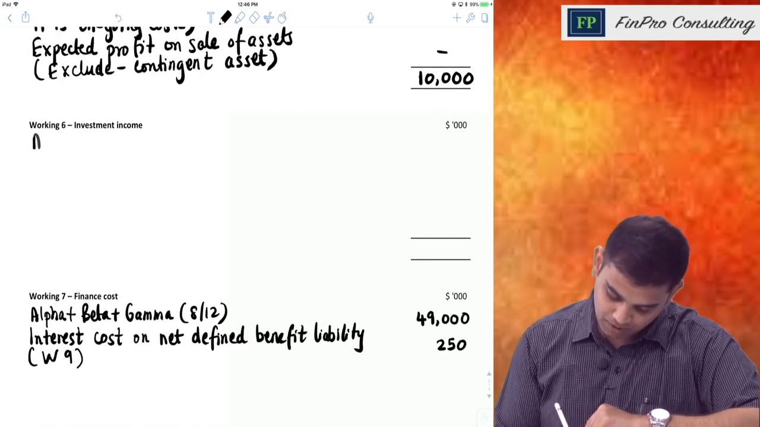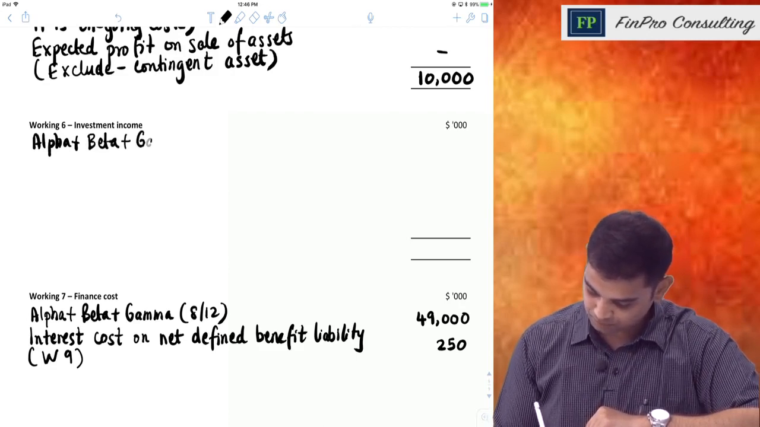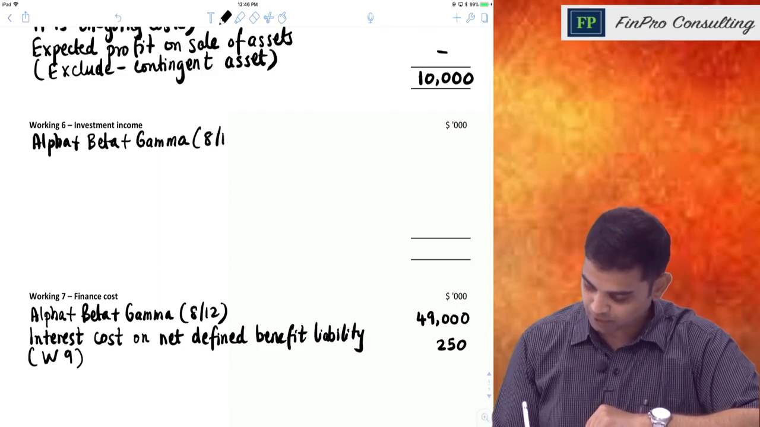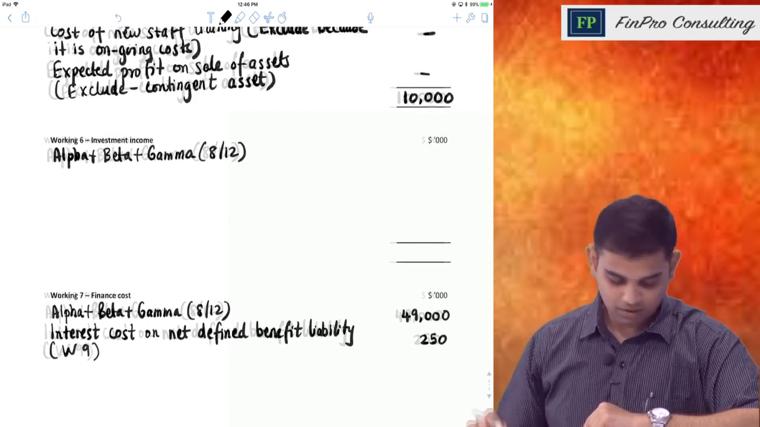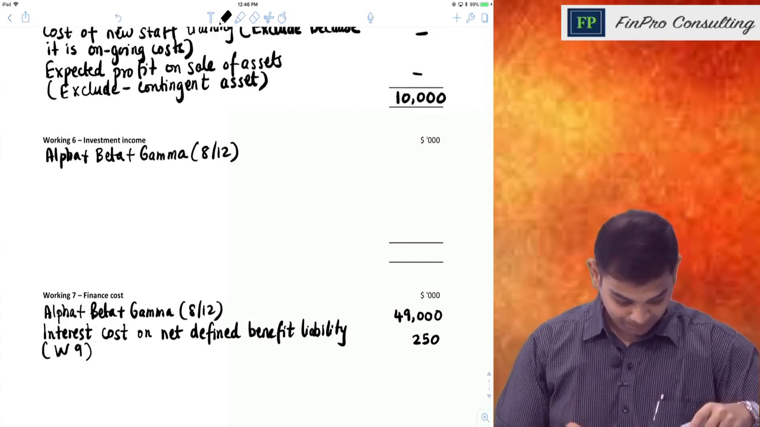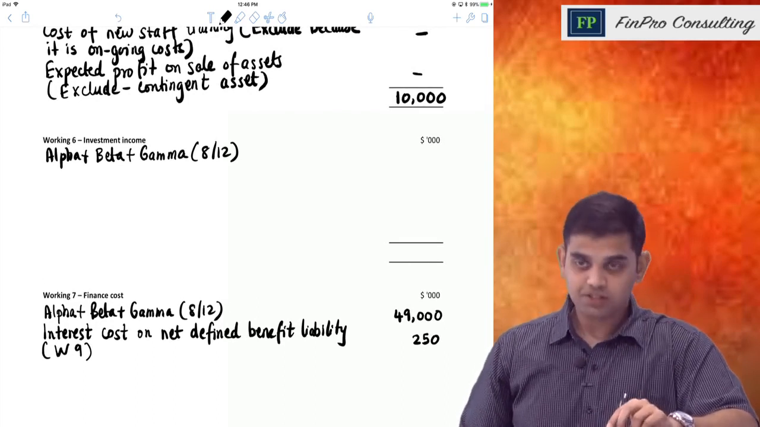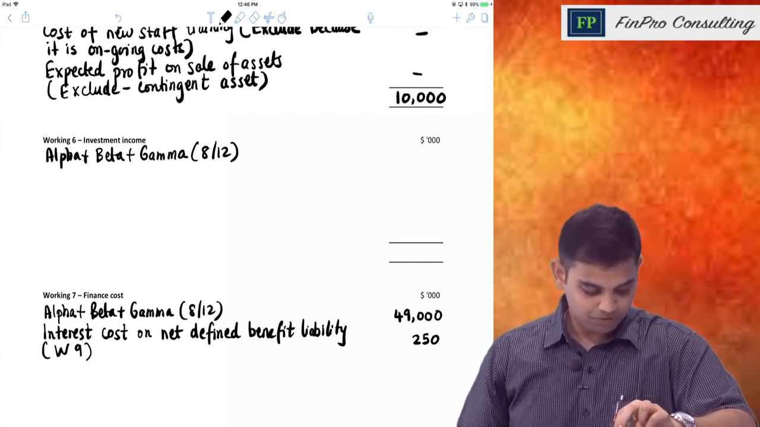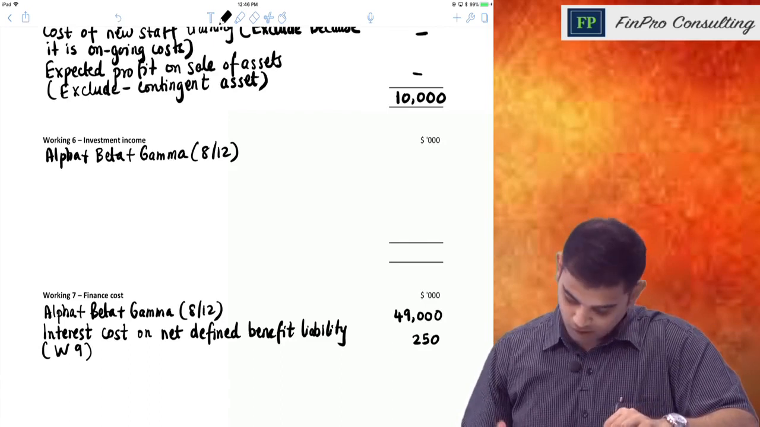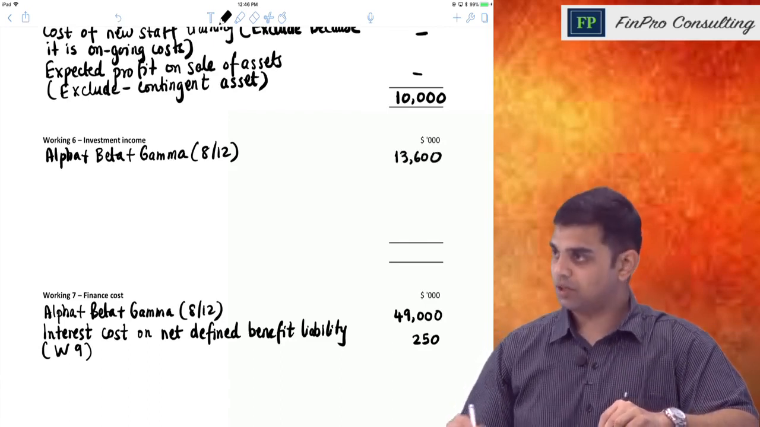First will be alpha plus beta plus gamma, 8 by 12. Yes, tell me the amount. So 12,600 plus 8 months of 1,500, 13,600, given in the problem.